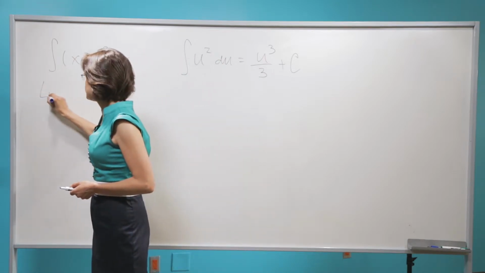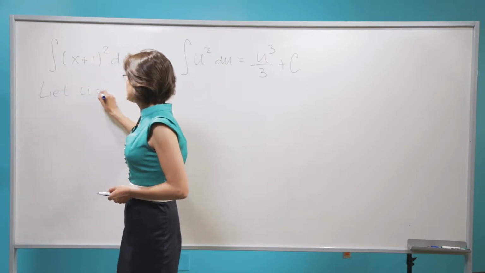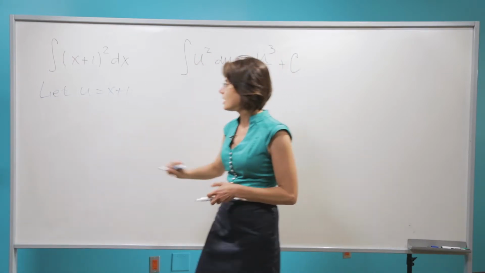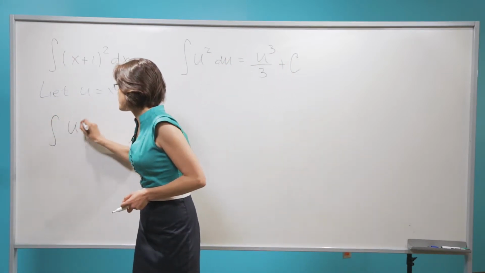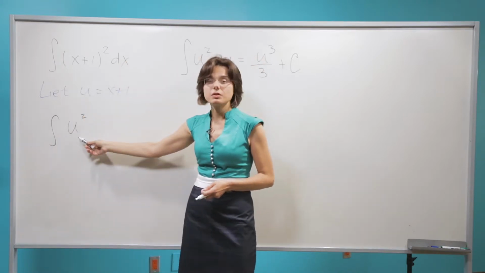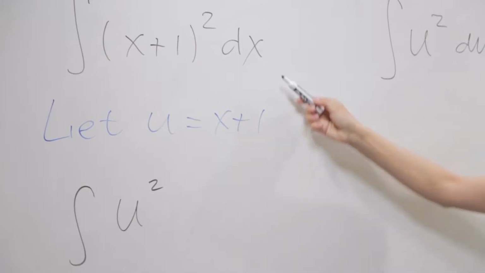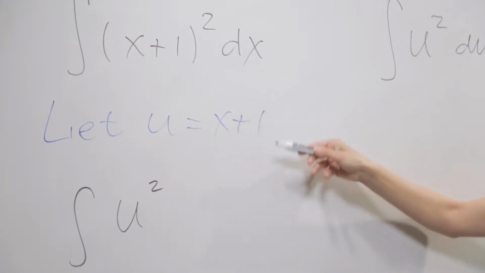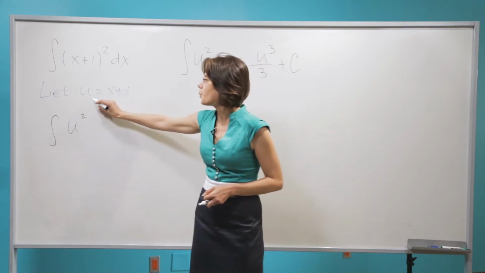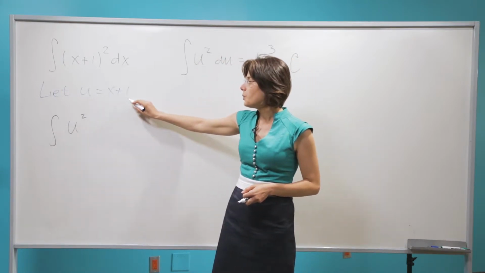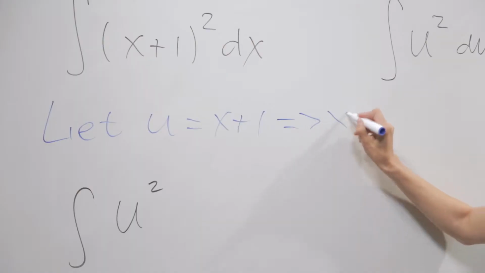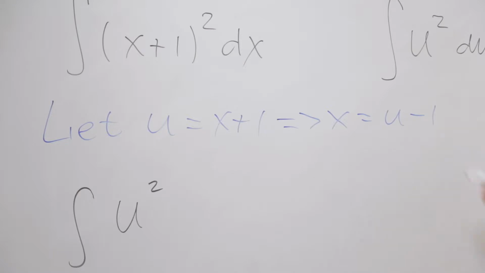We let u equal x + 1. So what we would obtain now is the integral of u^2, but now we have times dx, and our variable is u. So we have to express dx in terms of du. How to do that? Well, from this equation, u equals x + 1, we have to express x in terms of u. So we have that x would be equal to u - 1.